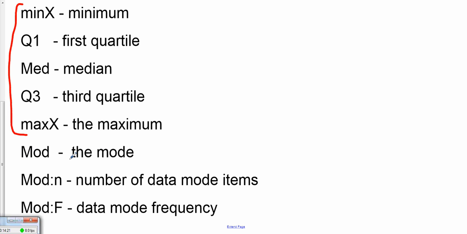So if it says Mod and then gives you one number and says Mod again with another number, that means there are 2 modes. So it might say Mod 2 and Mod 5. Both 2 and 5 are the modes for that set of data. Mod colon N means the number of data modes there are. So in that case, if it said 2 and 5, this would come up to be 2. It's telling us there are 2 numbers that are the modes for this.